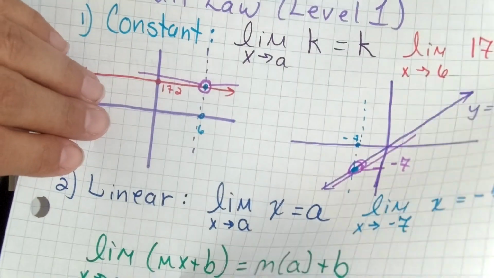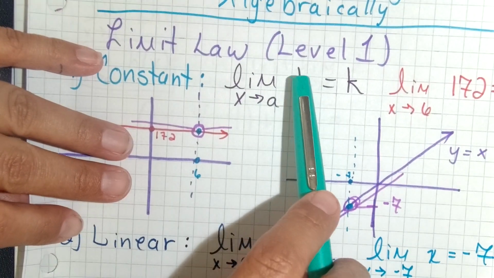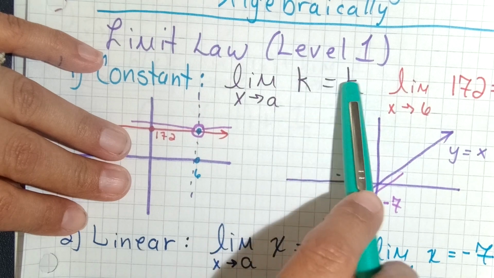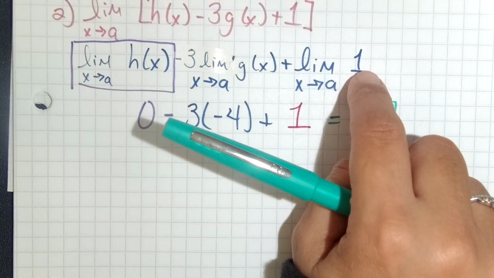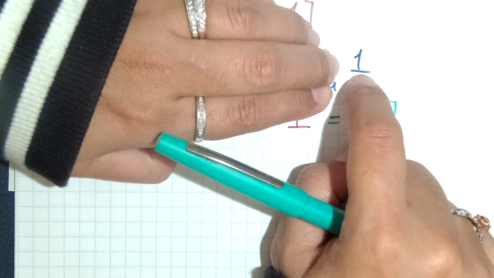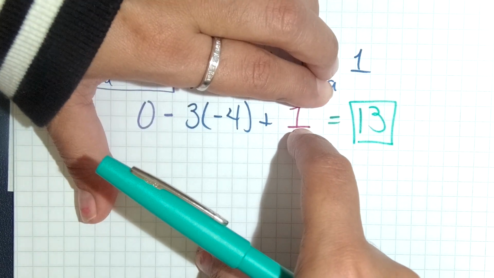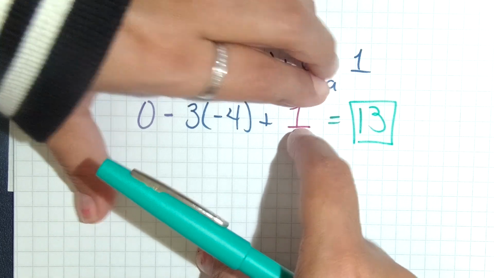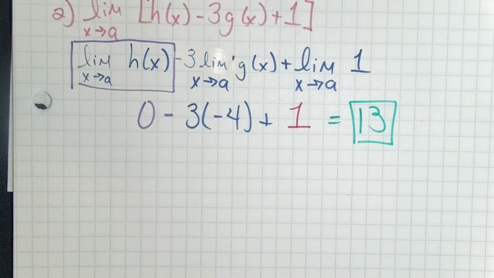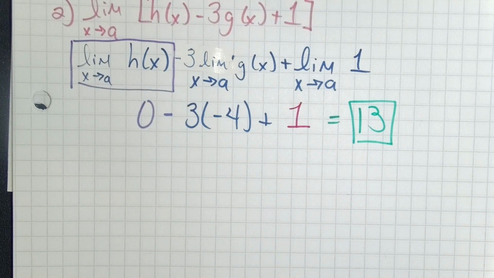Level 1 rules say that if I have the limit as x approaches a constant, it's just that constant. Remember, a constant is a number without a variable. This is a number without a variable, so this comes down. That makes sense? Good questions.